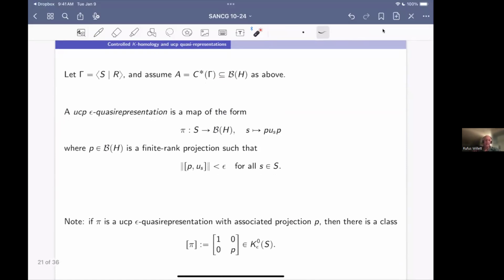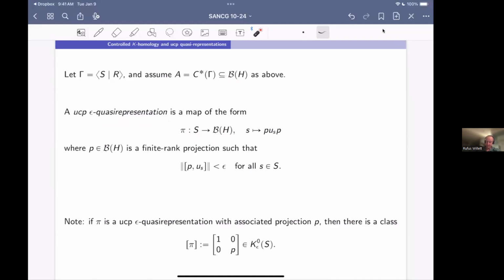Now, how does that connect to the sort of representations we're interested in? Let's say we've got a finitely presented group, and we've got the full group C-star algebra. So take the group algebra and complete it in the norm which is the norm that gets into the cream of all representations, represented in the way above. And again, it's an assumption that such a representation exists. Then I need one more class of quasi-representations. So a UCP epsilon quasi-representation is a map of the form: again, generators to bounded operators.